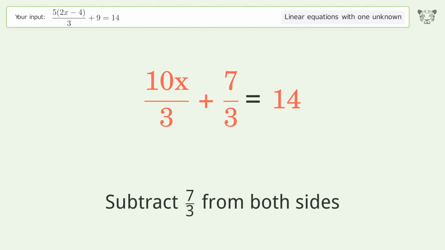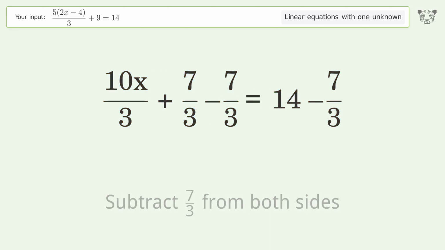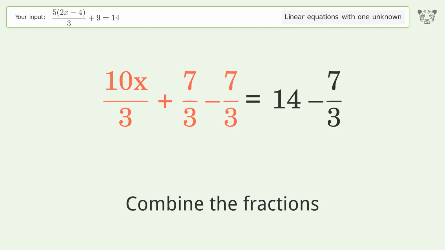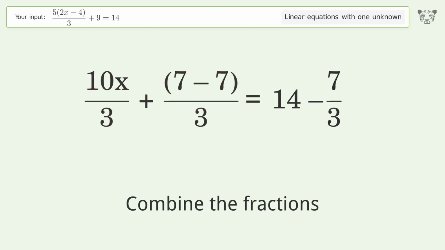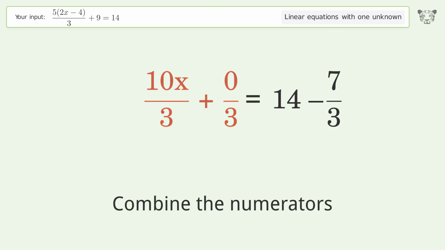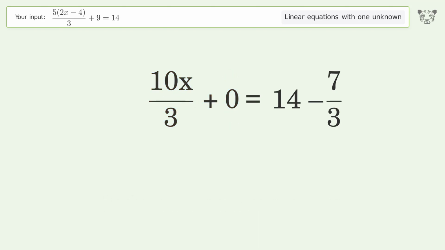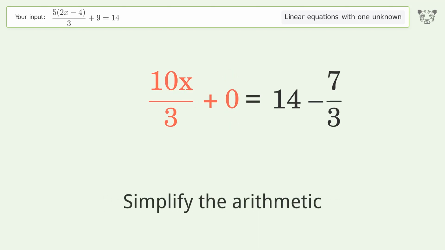Subtract 7/3 from both sides. Combine the fractions. Combine the numerators. Reduce the zero numerator. Simplify the arithmetic.